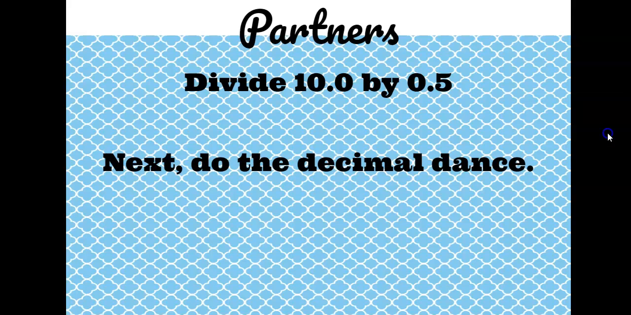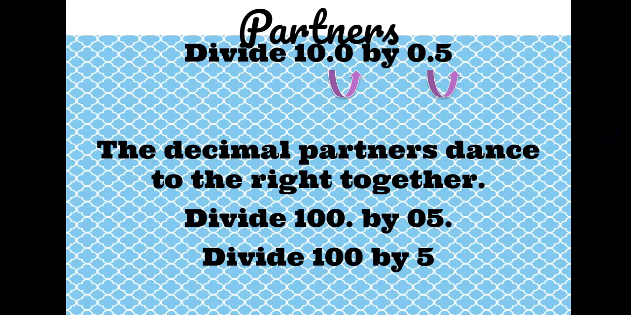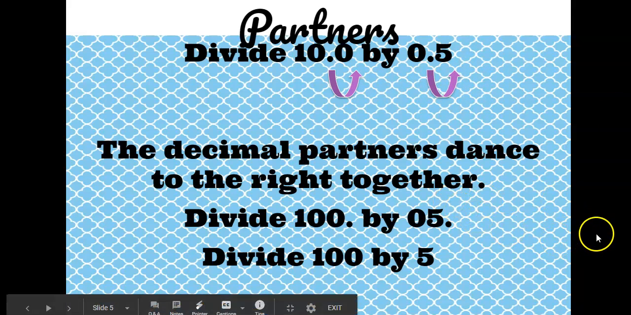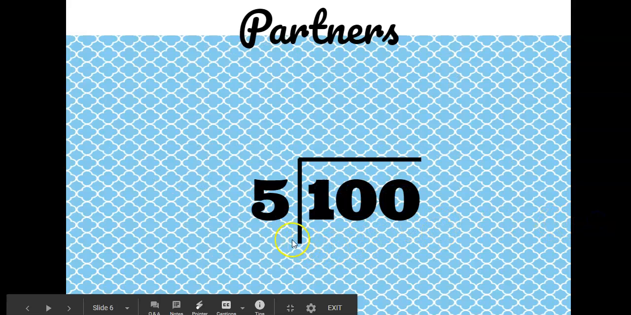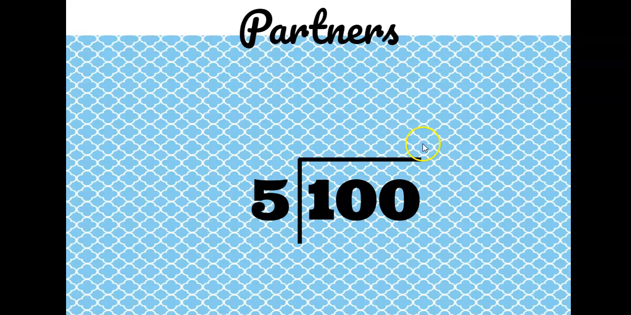Next, you're ready to do the decimal dance. You're going to shift each decimal point to the right, 1 place value position, to make the divisor a whole number. Now you're ready to divide 100 by 5. Write the new problem. 5 will go into 10 2 times, and then 0, 20.